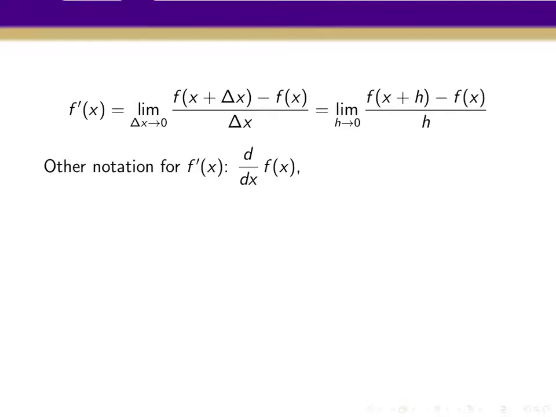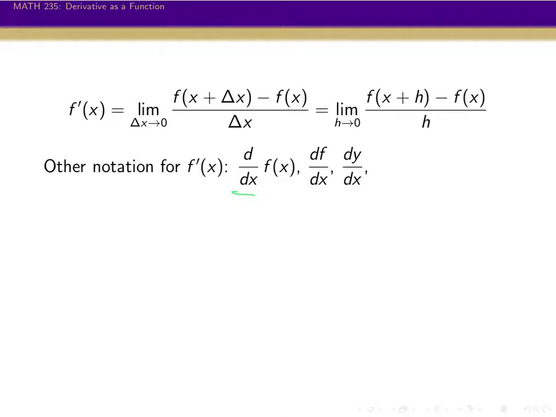So some other notation that's often used instead of f prime of x is d over dx of f of x. Technically, this d over dx is an operator, and it's saying take f of x and stick it into the limit that we see above. So d over dx of f of x is saying take the derivative of f of x. Some other shorthand coming from that is df dx and dy dx.